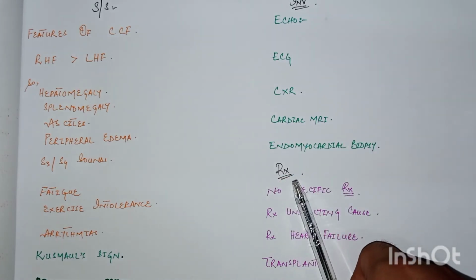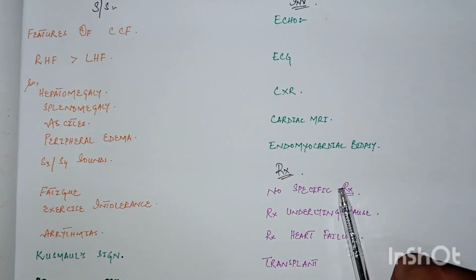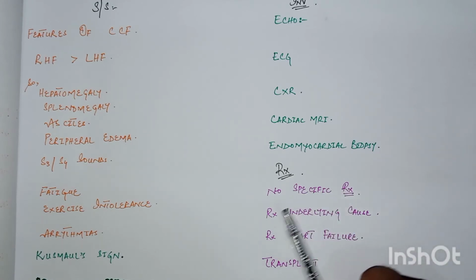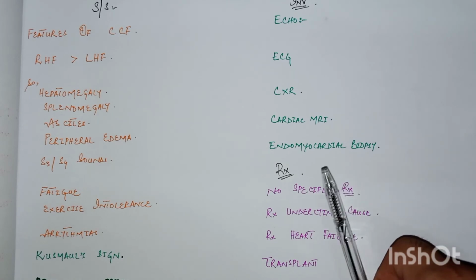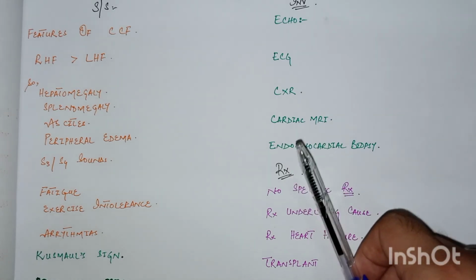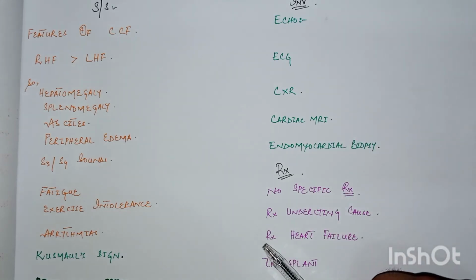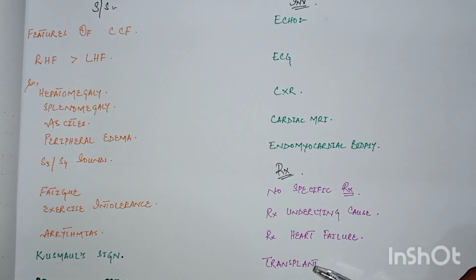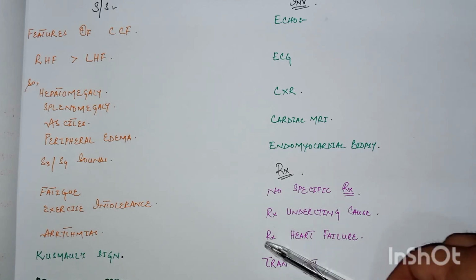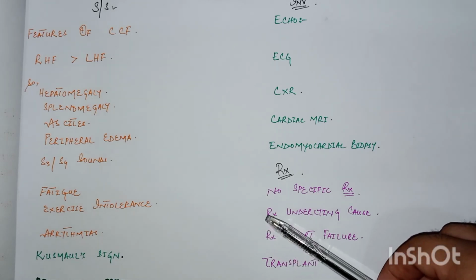Now come to the management. There is no specific management for restrictive cardiomyopathy. Management of the underlying cause is important. For example, for sarcoidosis, give the patient glucocorticoid. For hemochromatosis, phlebotomy should be done, or deferoxamine, which is basically a chelating agent, should be given to the patient. And management of heart failure should be done if the patient has features of right heart failure. Transplant is indicated in very severe cases, and the prognosis of restrictive cardiomyopathy is very bad.